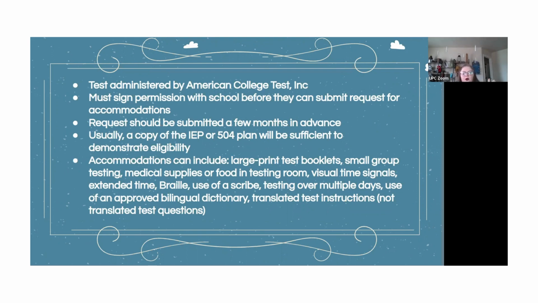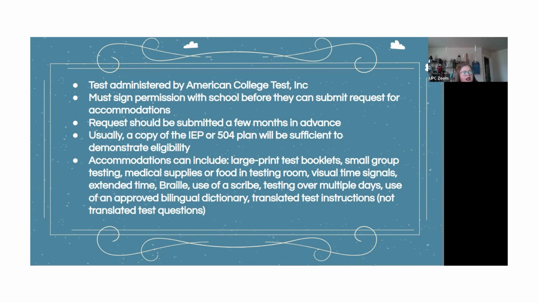In order for the school to be able to request accommodations for your child to be used on this test, you have to sign permission. They cannot release your child's accommodations to the American College Test Incorporated unless you have signed permission to let them do that. So keep that in mind as you're approaching the time when your child is going to get ready to take the ACT: before they can even consider submitting those accommodations, you have to give them permission. And they should be submitted a few months in advance, so that there's time for them to review and ask any questions that may come up and get any clarification that's needed.